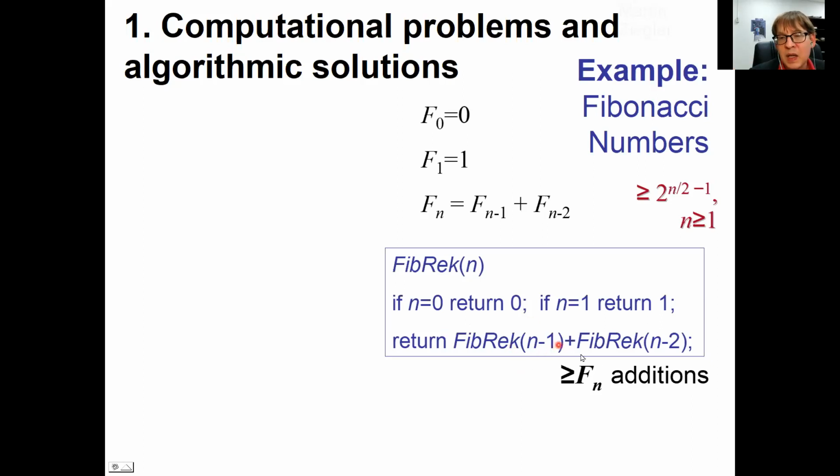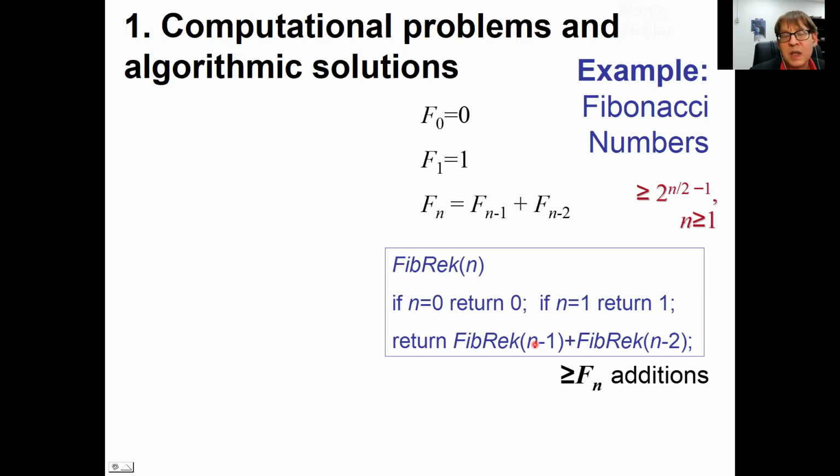If this takes at least fn minus 1 additions, and that recursive call takes at least fn minus 2 additions, then adding these together takes f minus 1 plus f minus 2 plus 1 additions, which is strictly greater than fn. So this is a sketch of the induction step of the proof by induction: the number of additions incurred by this algorithm is at least as large as the Fibonacci number we want to compute.